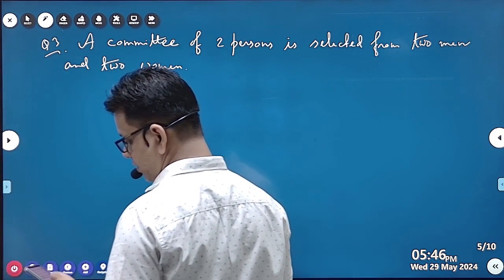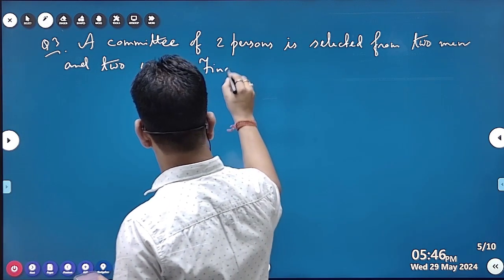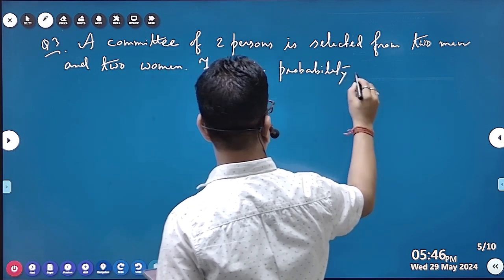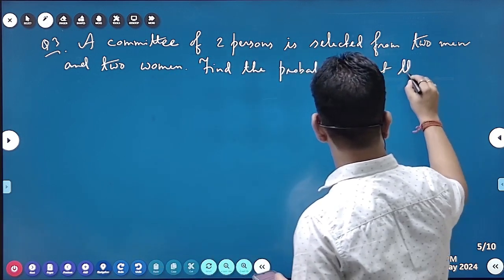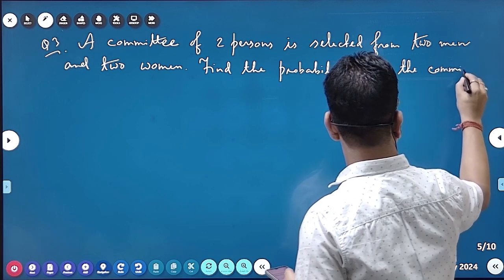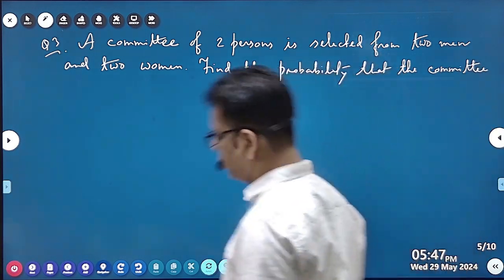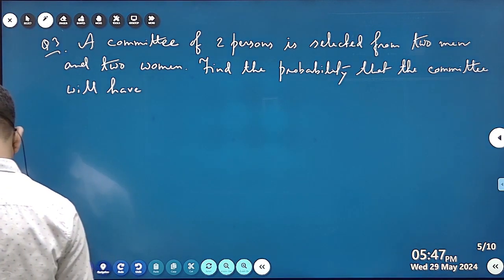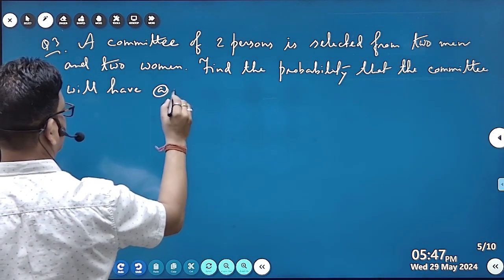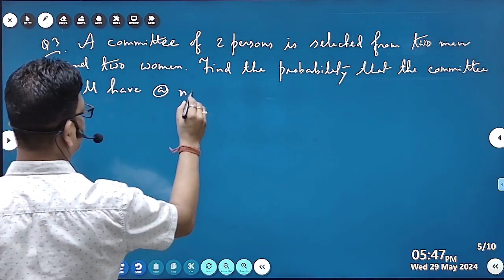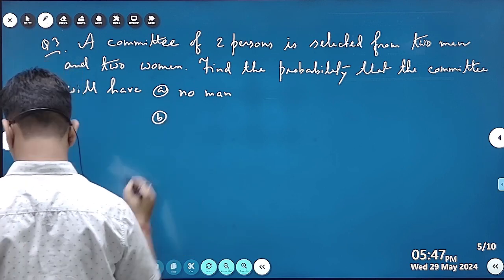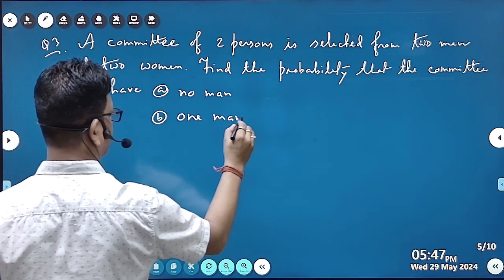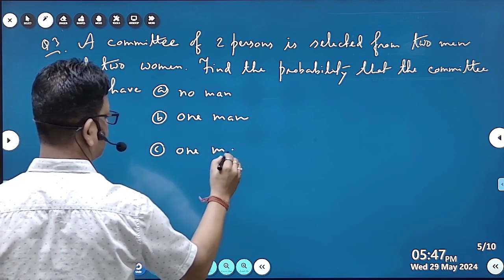Find the probability that the committee will have: number A, no man; number B, one man; number C, one man and one woman.